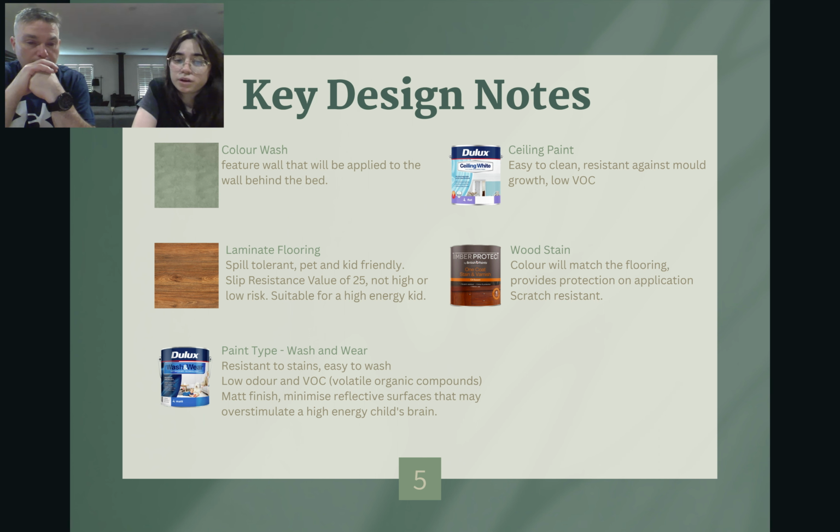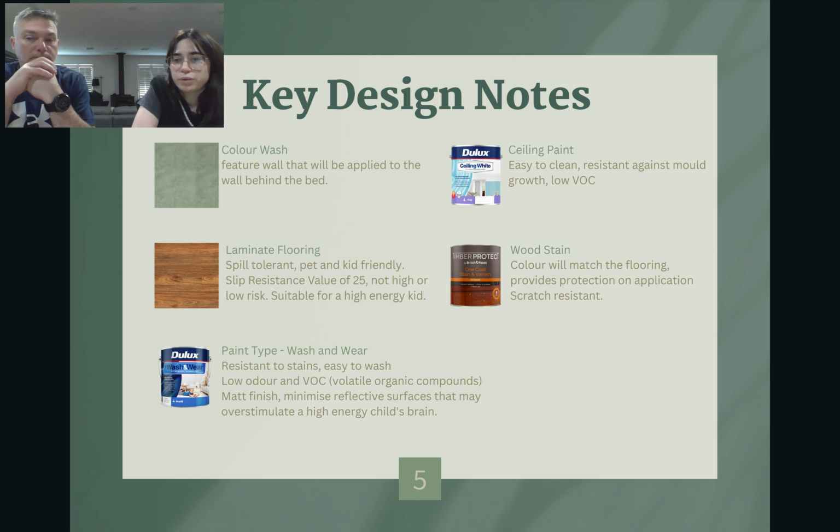So the paint type we're using is Dulux Wash and Wear, so it's got a lot of positive properties to it. It's resistant to stains and easy to wash, so if your son makes a bit of a mess, it's easy to wipe down. It's got low odor and volatile organic compounds, so it's not going to smell super strong afterwards. And it also has a matte finish, so I chose a matte finish instead of some sort of sheen, so that the light reflection on the walls doesn't become too distracting for your child and doesn't overstimulate his brain. He's a high energy kid, and it's going to help him kind of just relax a little bit.